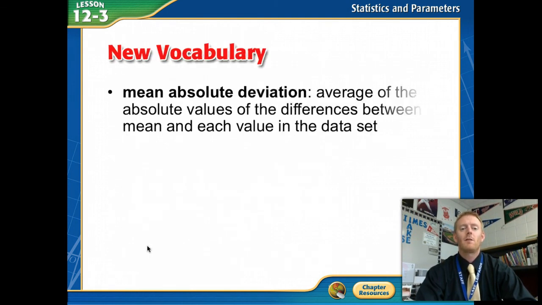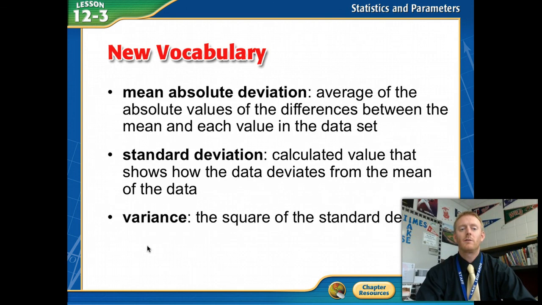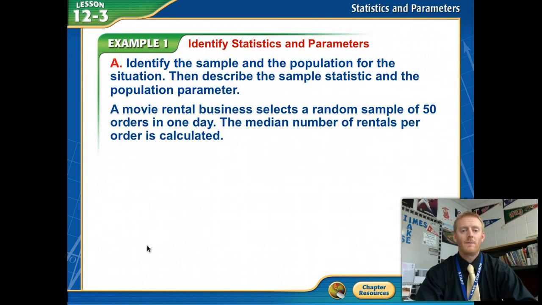Here's more vocabulary words. These will be things that we need to be able to find on this page, and how to find those things. All right, let's get started. So our first step is to identify the sample and the population for the situation. Then we're supposed to describe the sample statistic and the population parameter.